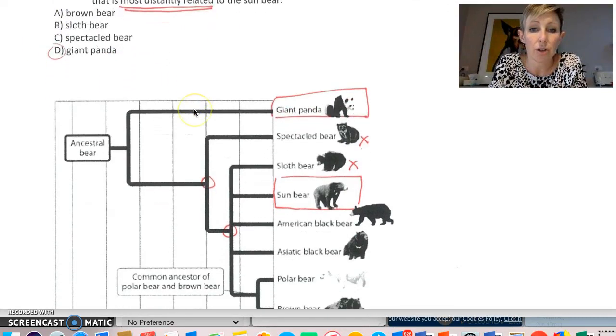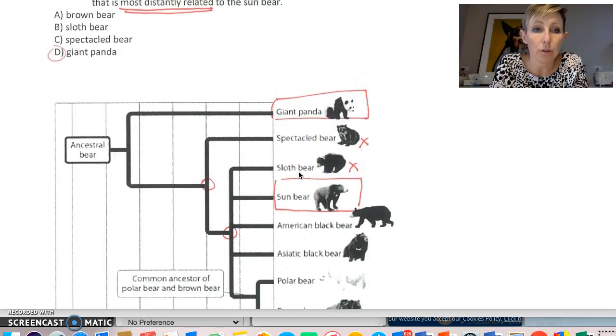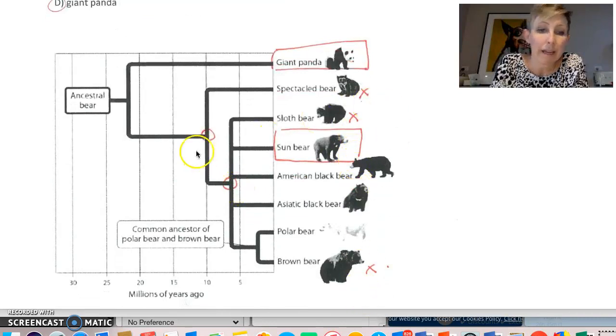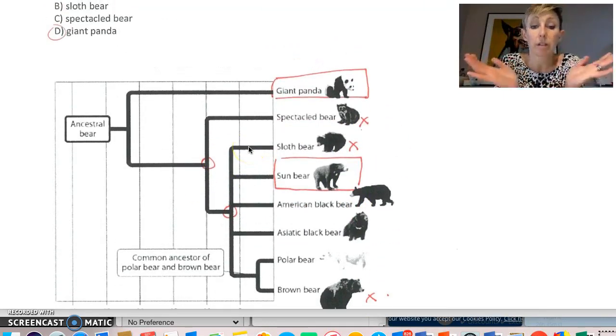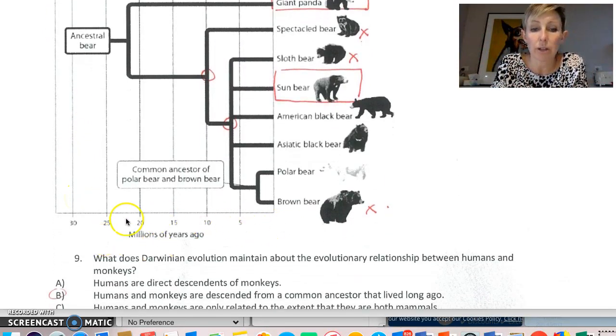And the answer is the giant panda, because if you look at the sun bear, you have to go all the way back here to find a node or a branch point between the giant panda and the sun bear. Whereas the other options, such as the speckled bear, the sloth bear, or the brown bear, the point at which those species diverged is much more recent in a time perspective. We've actually got time across the bottom here, so you could even quantify it and identify when the species diverged from each other. And if you look at this node here, it's 22 perhaps million years ago.